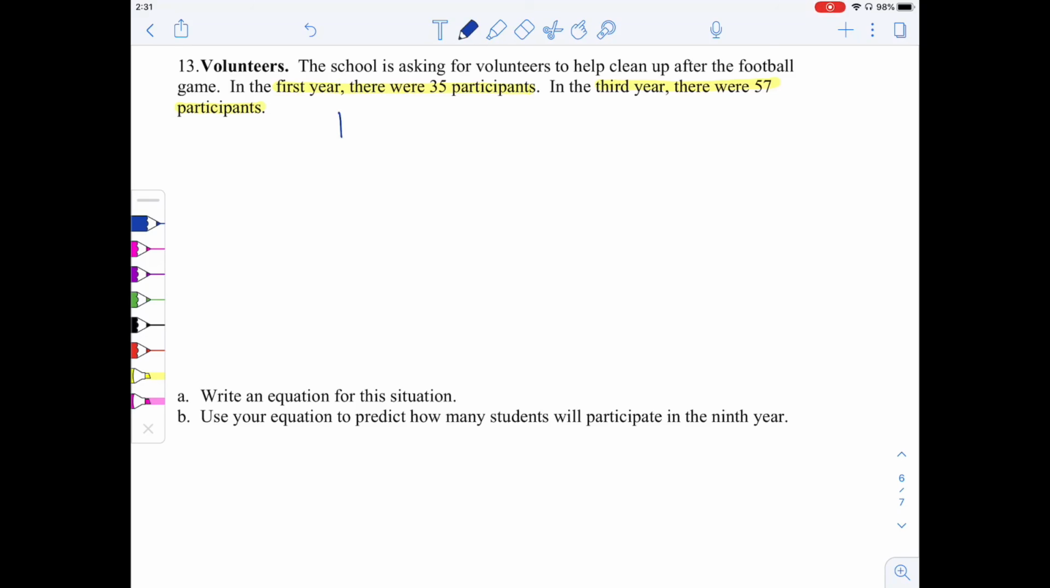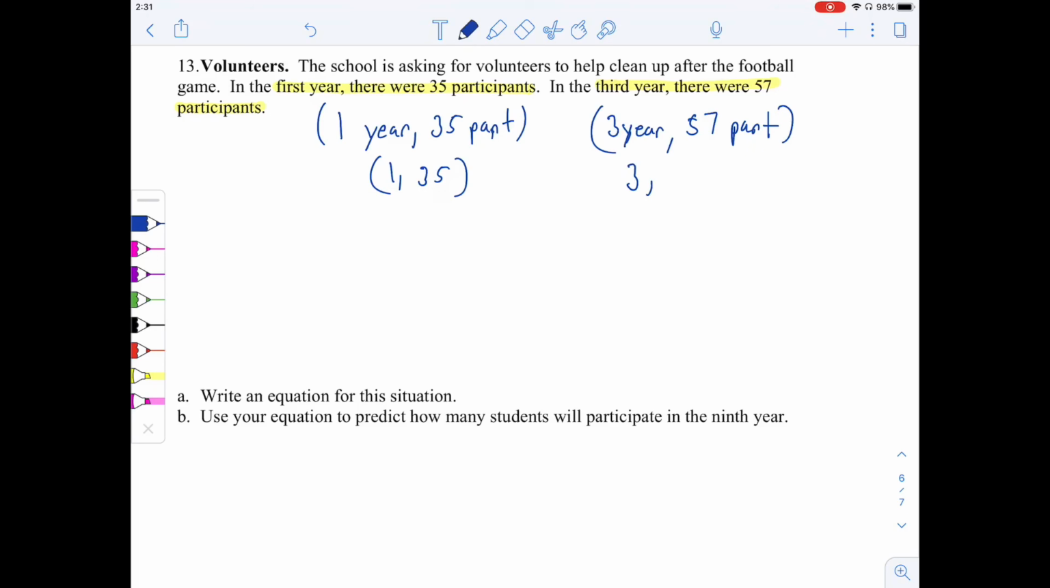So we have first year, 35 participants. I'm just going to put part. And that's like our first ordered pair, right? 1, 35. Third year, 57 participants. That's like our second data point, right? Our ordered pair, 3, 57. So once we're given those 2 ordered pairs, we can always find what the equation is, just like we did before.